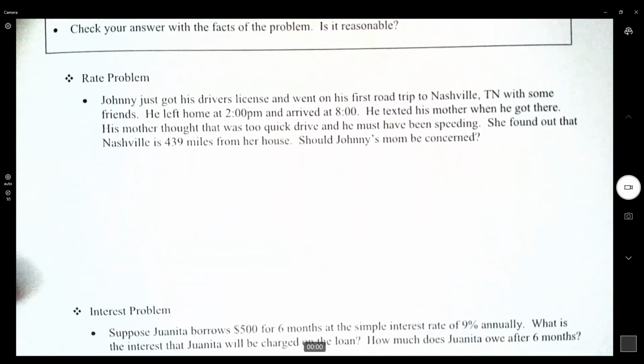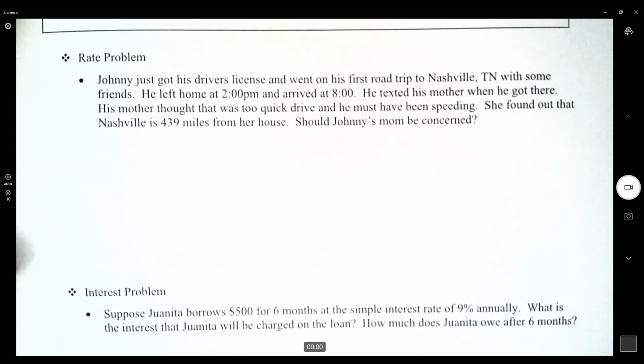Johnny just got his driver's license and went on his first road trip to Nashville, Tennessee with some friends. He left home at 2 p.m. and arrived at 8. He texted his mother when he got there. His mother thought that that was too quick of a drive and he must have been speeding. She found out that Nashville is 439 miles from her house. Should Johnny's mom be concerned?